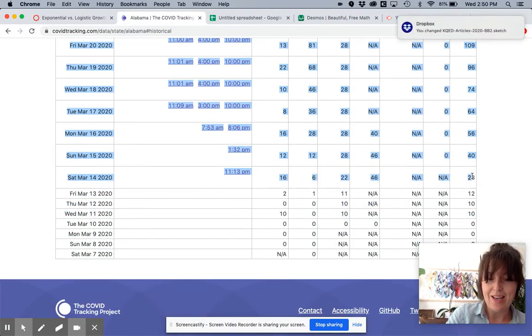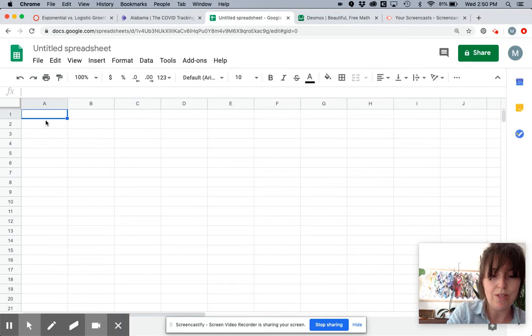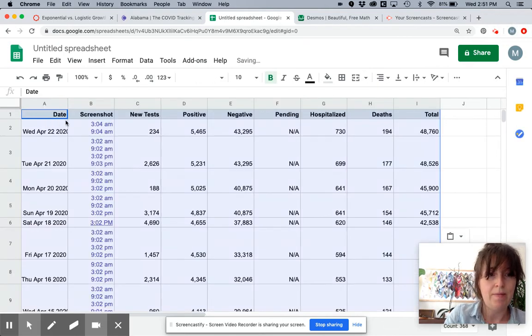So let's say I go to March 14th, Pi Day. So I go to my new Google Sheet, I paste in my information. Now it has the date for me, that's convenient. I don't need this screenshot business.